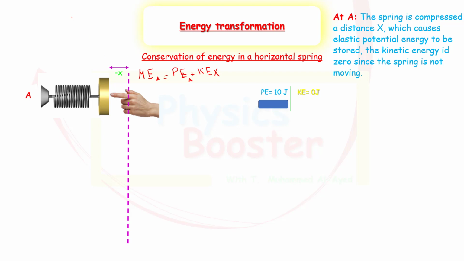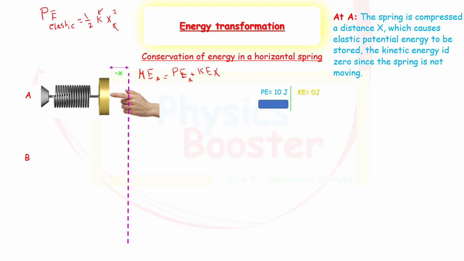And as a quick reminder, the elastic potential energy is equal to half kx squared, where k is the spring's constant and x is the distance the object was compressed. So again, at point A, it will only have elastic potential energy inside it.